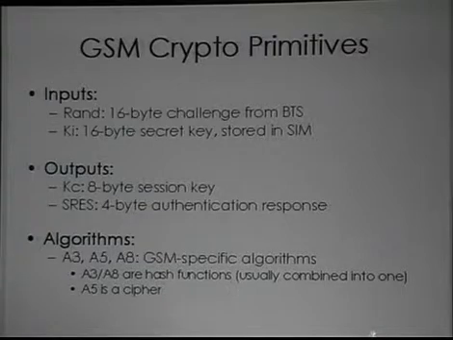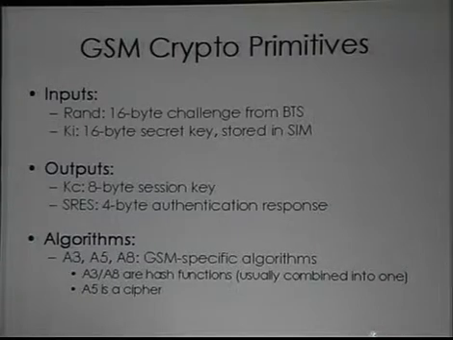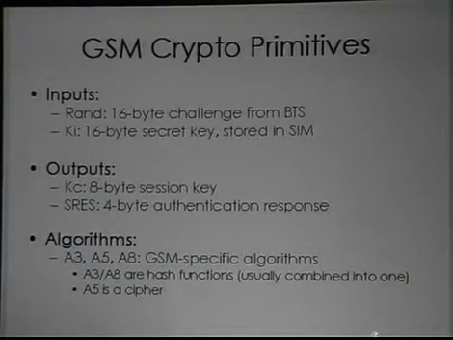Outputs from the crypto scheme: KC is your session key. This is the key that's actually used to cipher your traffic in both directions. It's a mutually agreed secret based on KI that is used to key the A5 cipher. And then SRES is a session response. So the idea is it's a little chunk of data that's sent from the handset back to the base station as proof that you know the secret.